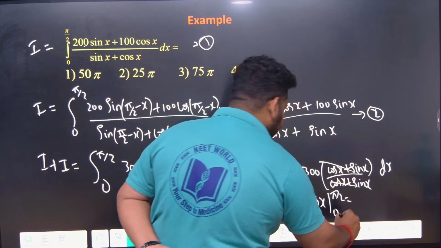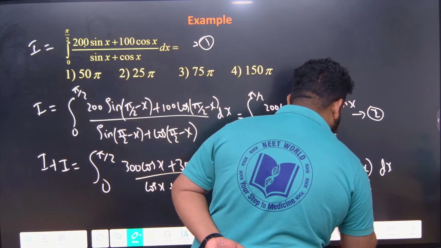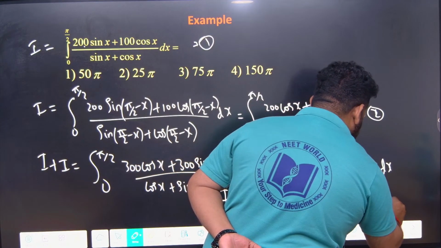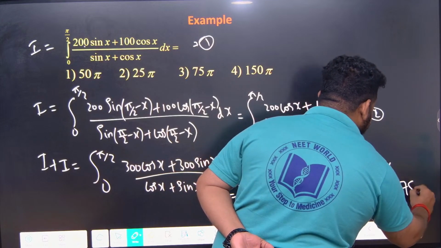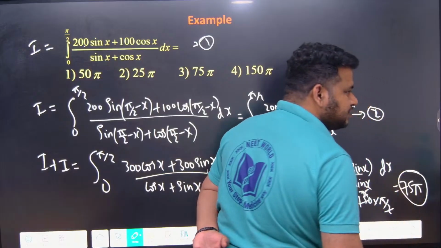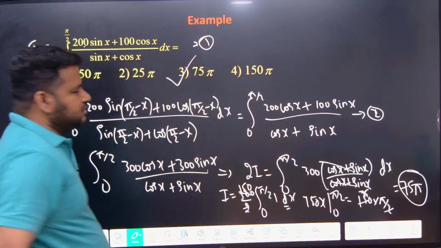So we will get 150 into pi by 2. This is nothing but, two 75s are 150, so you will get the answer as 75 pi. The answer is 75 pi. Clear?